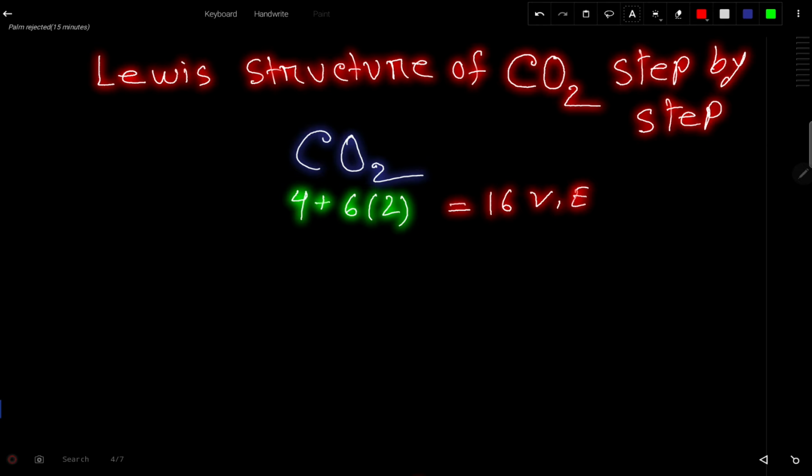Can you tell me what is the function of these 16 valence electrons? These 16 valence electrons have 2 tasks at the same time. The first task is to connect these 3 atoms together, and the second task is to satisfy the octet for all the atoms. So let us connect these 3 atoms together.